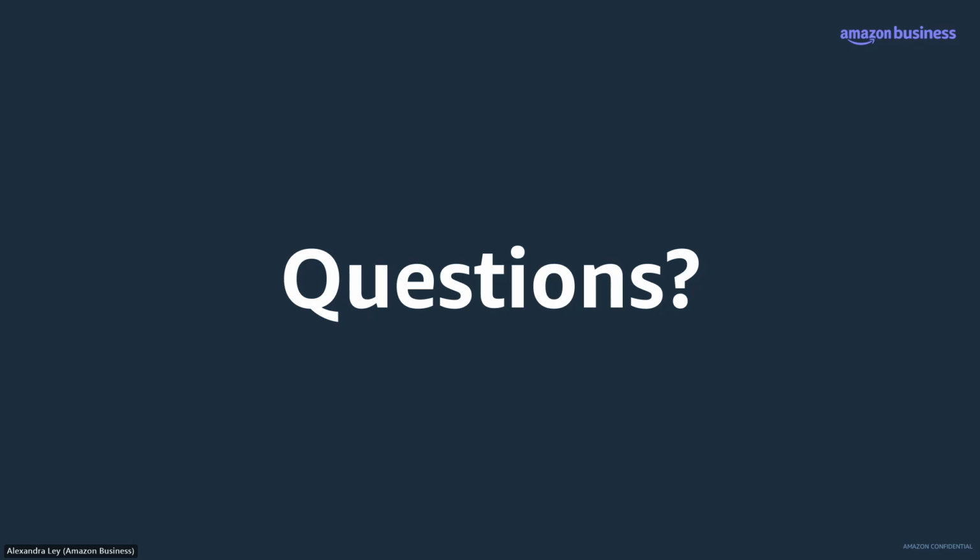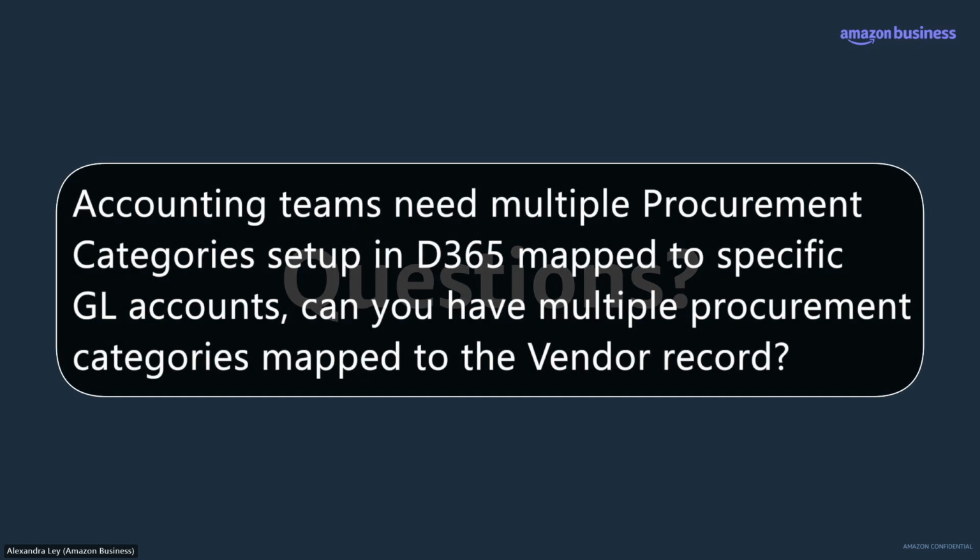One of them, for example, was accounting teams need multiple procurement categories set up mapped to different GL accounts. So that can be done. We have a default category when the procurement items come back from Amazon. The default category will be put there.